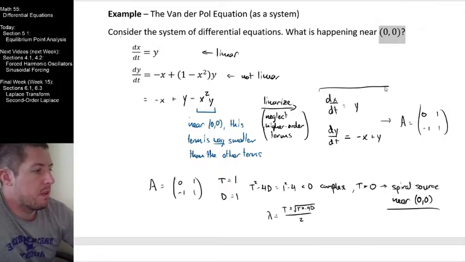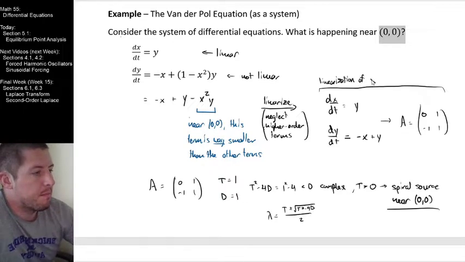So, linearization of the system near 0, 0 only, right?